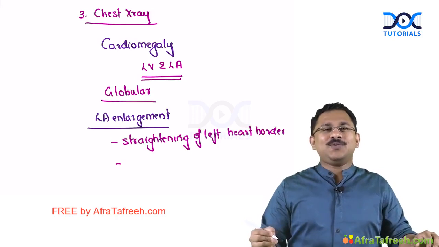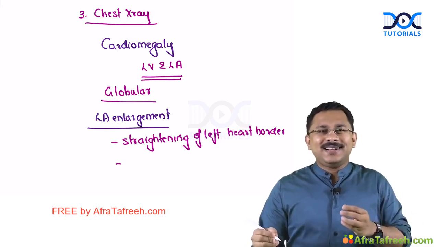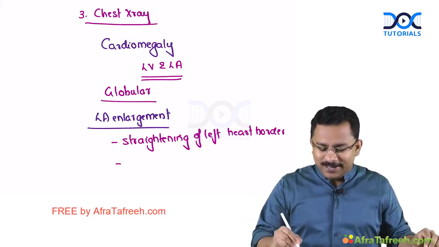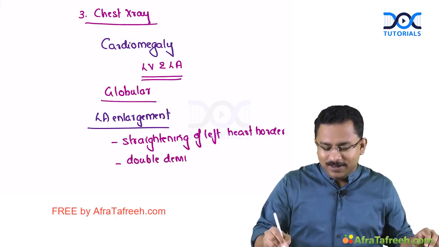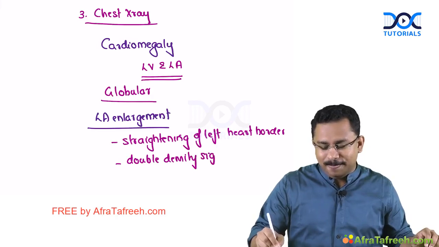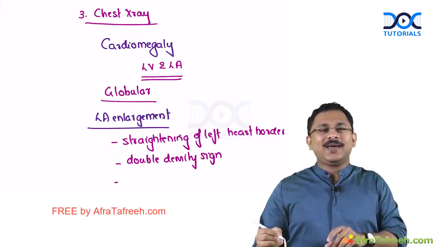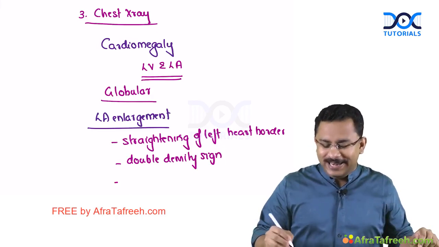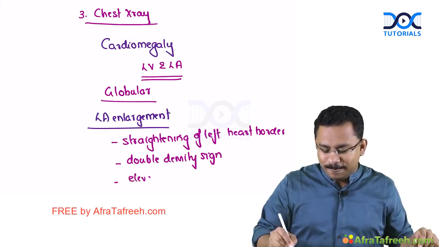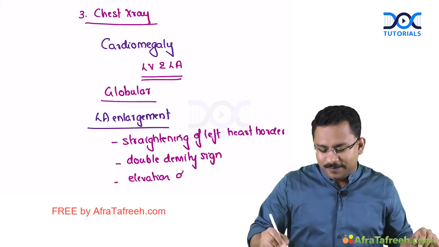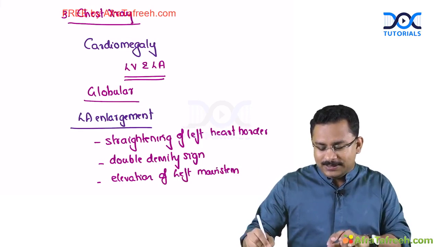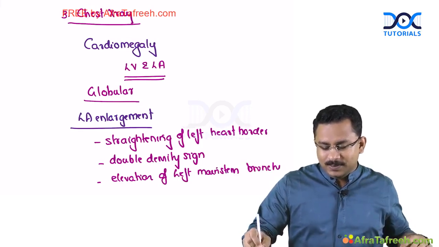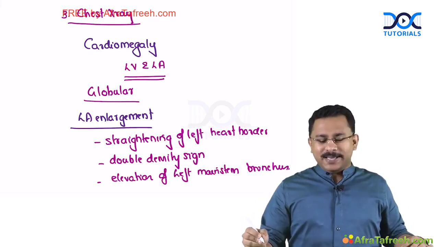Point number two, you have the appearance of the double density sign. I'll come to it, what is this double density sign. And then you can have the elevation of the left main stem bronchus. Okay, so these features are important.